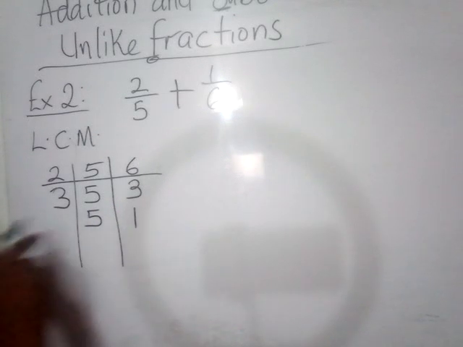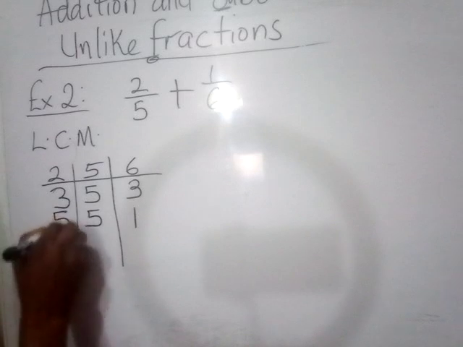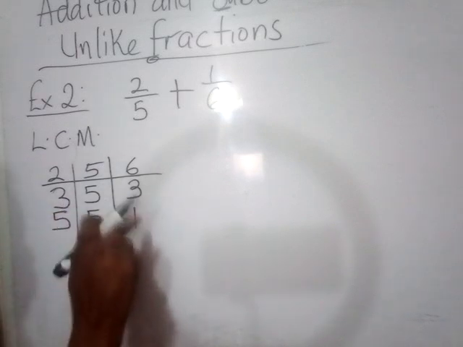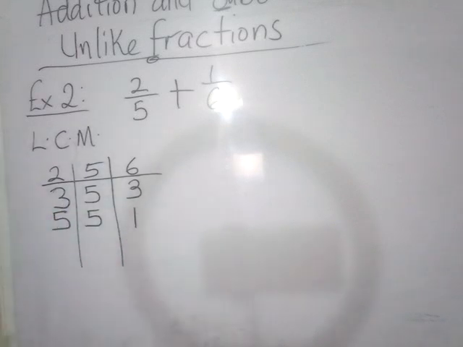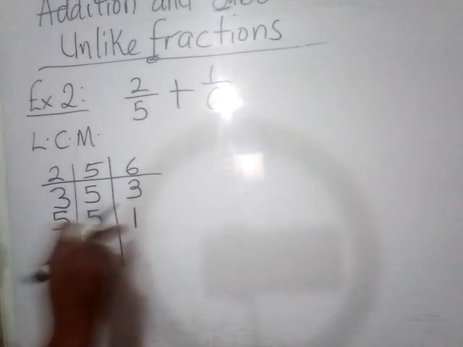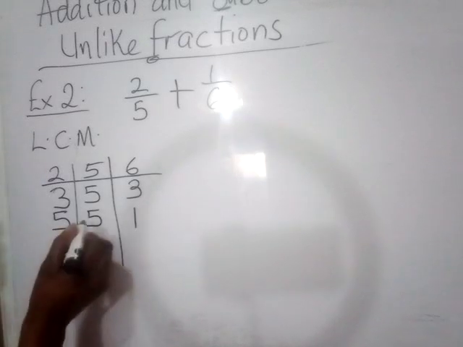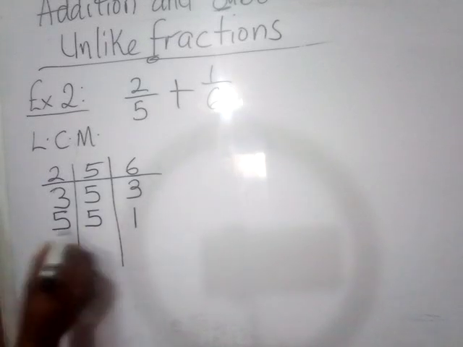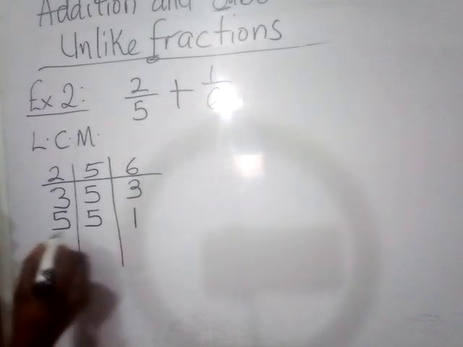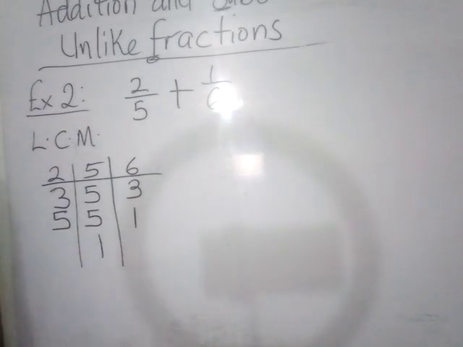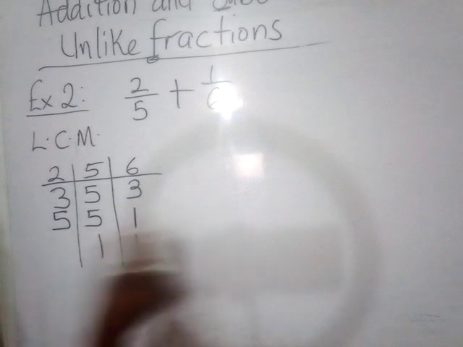Okay, so the only number we're left with now is 5. Once you get to 1, that is the end of the road for that number. So you focus on the other numbers that are left. Right now it's only 5 that is left. What do we do? 5 divided by 5 gives us 1. Okay, so that's where we stop.